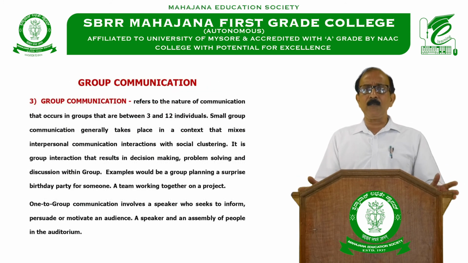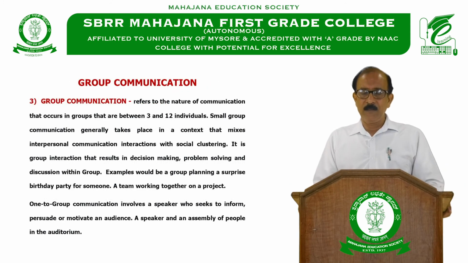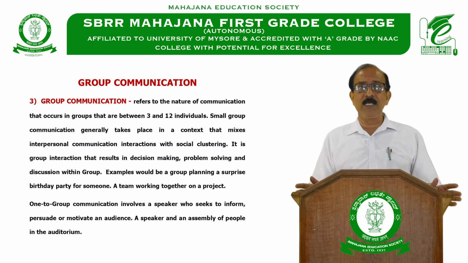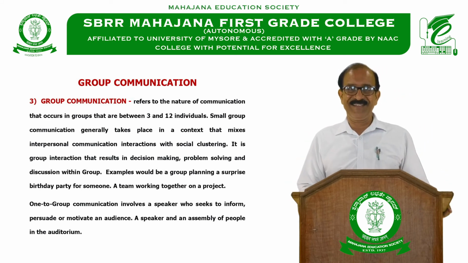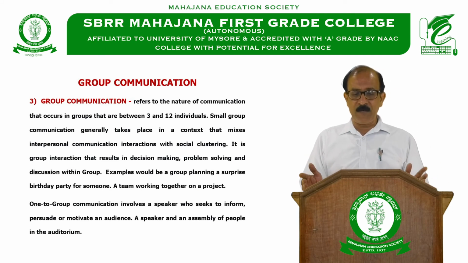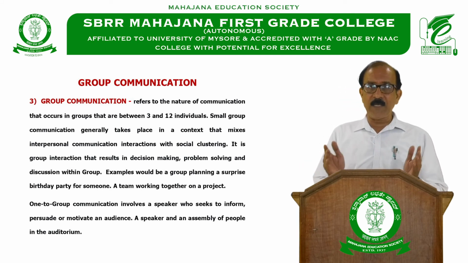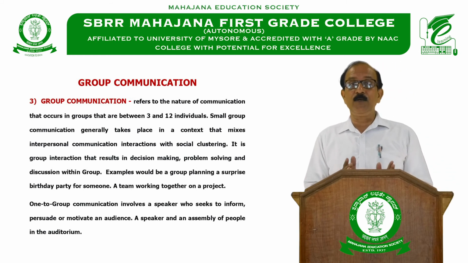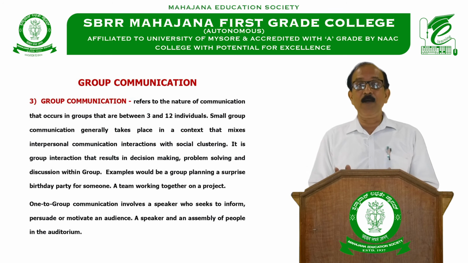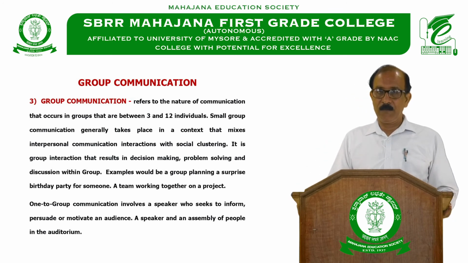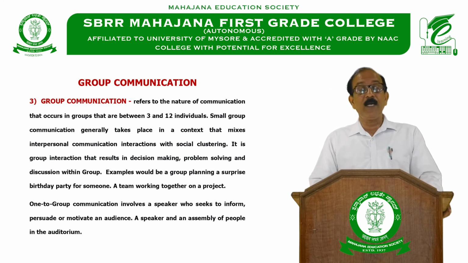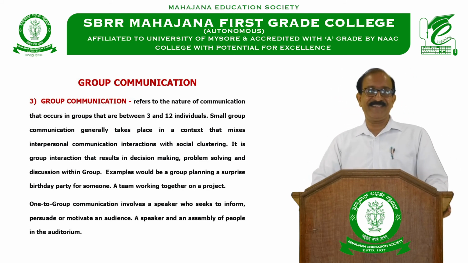Then comes the group communication. So as you already know, what is a group here? About 3 to 12 persons who are assembled in a place is going to be called a group here. So group refers to the communication that occurs between 3 and 12 individuals who are assembled in one place. Maybe call it a small group. That is going to be called group communication.